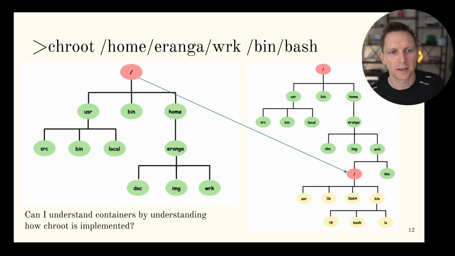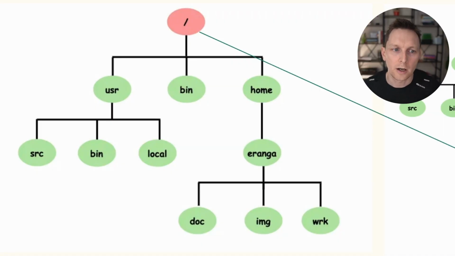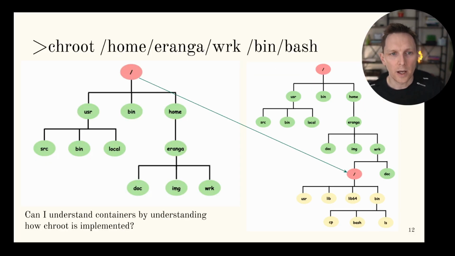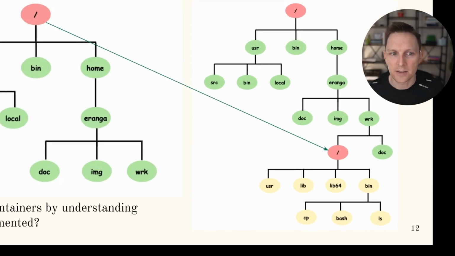So change root looks like this, right? On the left here, I have my file tree structure, and you can see the root is the very top. That slash in your path at the very top is the root of your path. And then if I run chroot and pass it this path, /home/arranges/WRK, and then I pass it /bin/bash, it's going to transition to this one on the right side, right? It's going to take the root from being that top level thing and move it down to this new location we've given it.